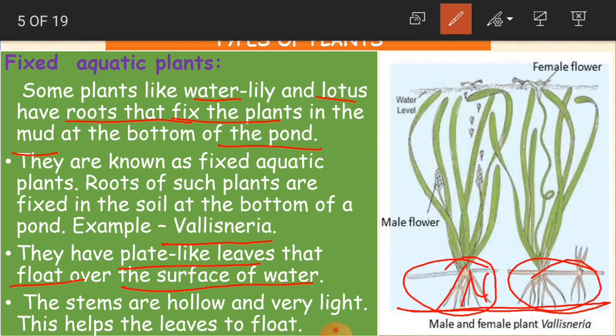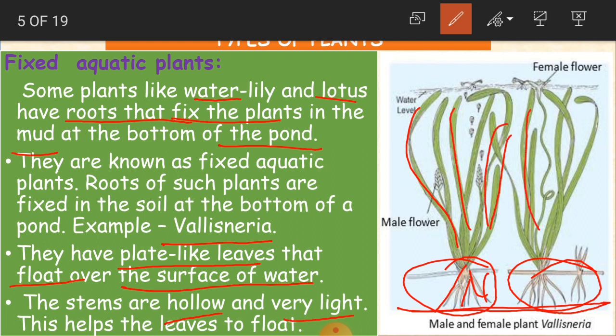So the stems are hollow. Hollow in the sense it is empty. Like they don't contain anything inside the stem. Whereas if you see a desert plant, the stem contains water. That is why the stem is heavy for that. But here they are hollow. It's empty. That is why they are very light.